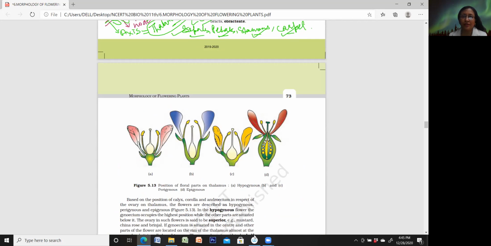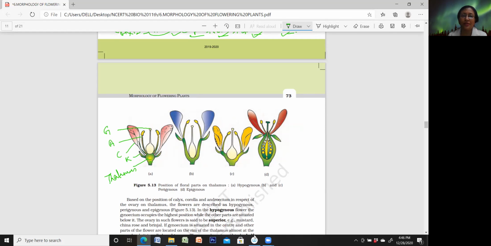As you can see some diagrams here, we'll go to page 73, which is meant for the position of the floral parts on the thalamus. Just looking at this longitudinal section of a flower, at least you can see how this is a thalamus, isn't it? And how these sepal, then petal, then androecium. Sepal is what? Calyx. So I'm writing K. What is petal? Corolla, that is C. What is androecium? Stamens, A. What is gynoecium? That is carpel, G. So see how they are located on this thalamus.